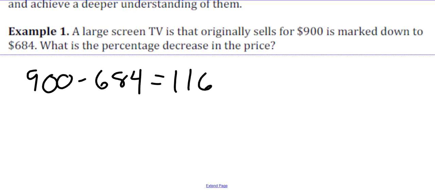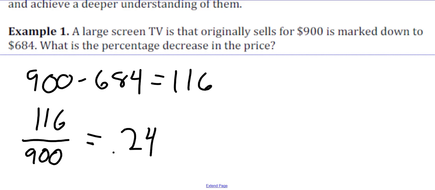Good. So that means it's $116 off, right? That's what that number is telling us. So now we want to find the percent of decrease, and we do that by dividing the reduction price by the original price. So we went down by $116, and the total was 900. So we're going to find our percentage here. We divide that, use your calculator. You can do it by hand if you just really enjoy doing math, but you get 0.24.